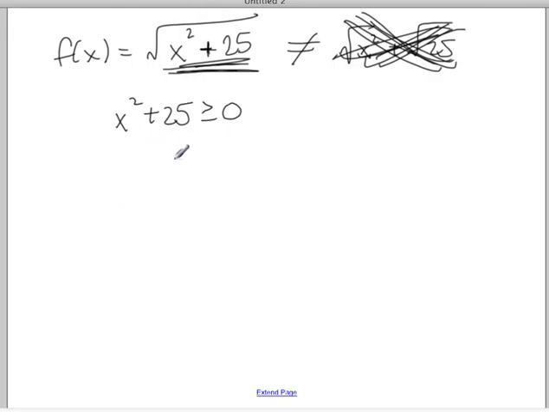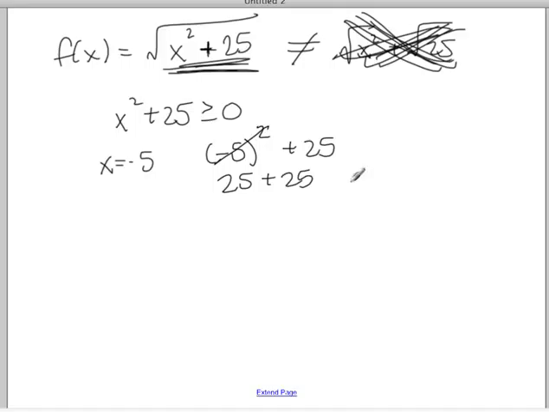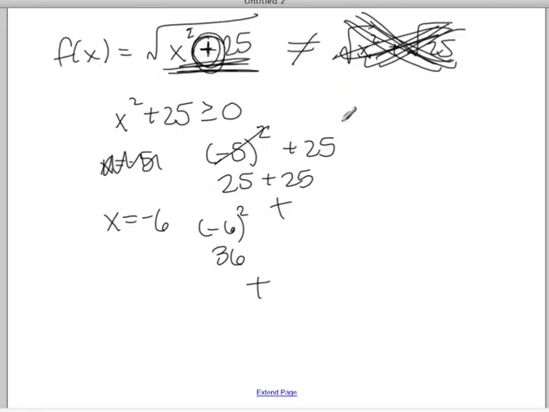If you think, okay, what about if x equals negative 5? Well, if you plug that in, negative 5 squared plus 25. Negative 5 squared is going to give you positive 25 plus 25. Well, that's going to be a positive number. So that's fine. We can use that. Well, what about x equals negative 6? Again, negative 6 squared gives us 36, so it's going to stay positive. When you have an x squared and a plus right here, our domain is going to be all real numbers. We don't have to worry about anything.